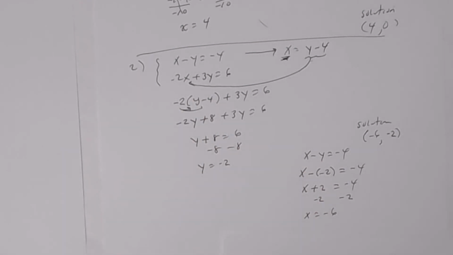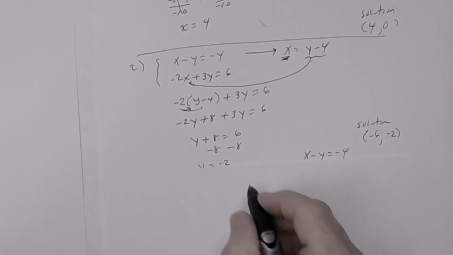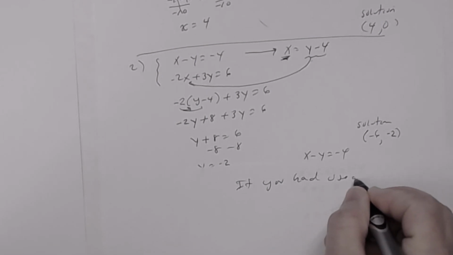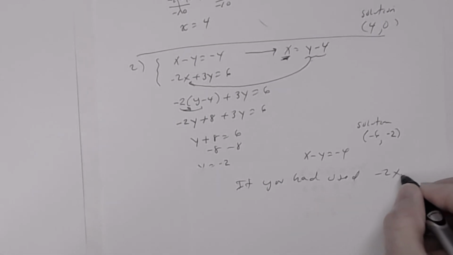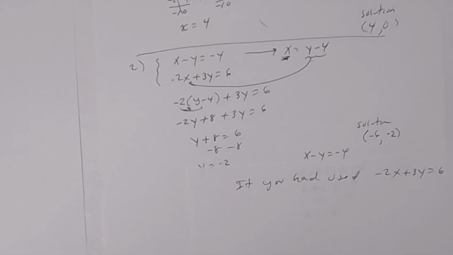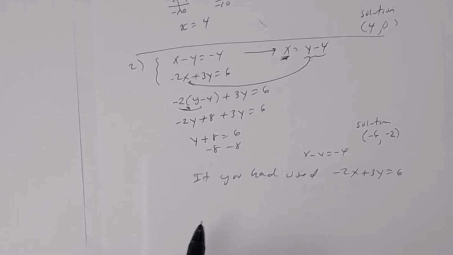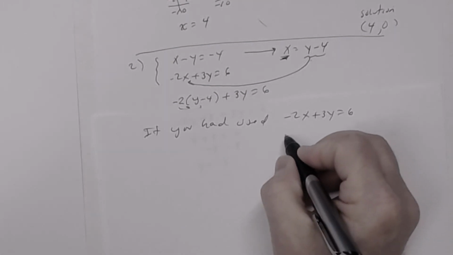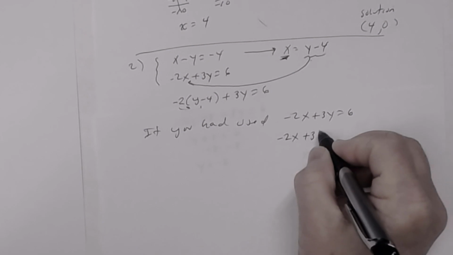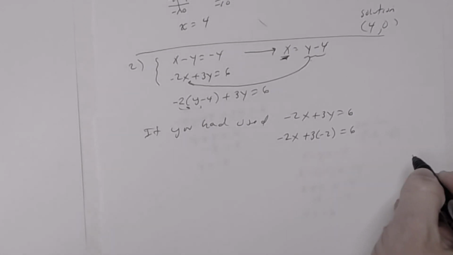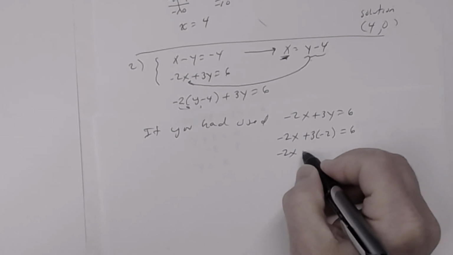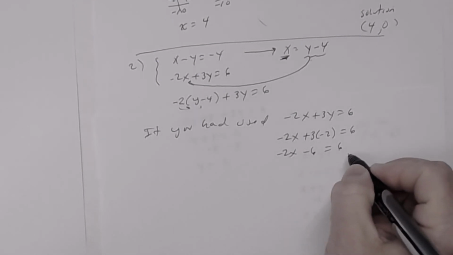But some of you could have used the other equation. So I just want to show you what you would have had to do if you had used the other equation, in this case -2x plus 3y equals 6. So remember, y is -2. In place of y, I'm going to substitute -2. So I get -2x plus 3 times -2 equals 6. So I get -2x, and positive 3 times a -2 is a -6, equals 6.